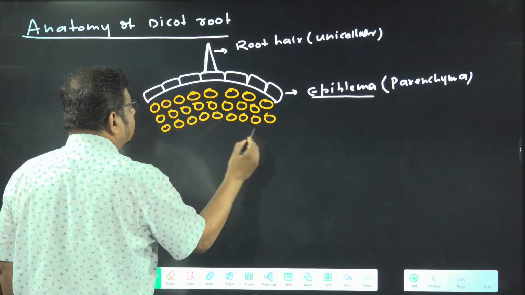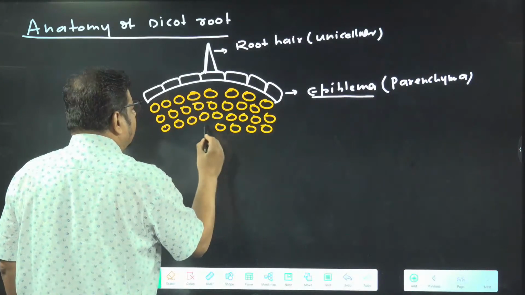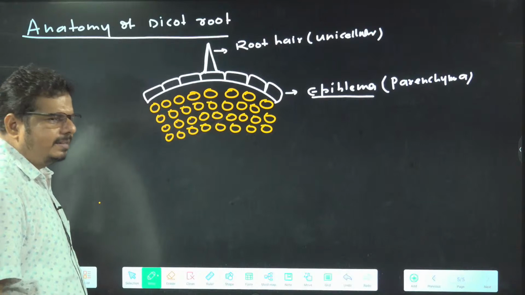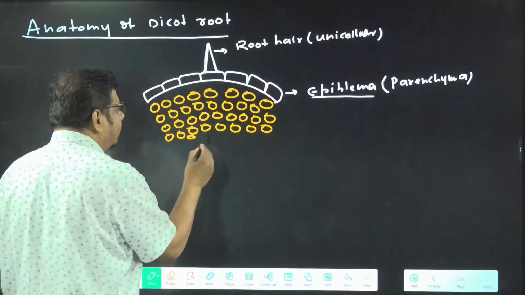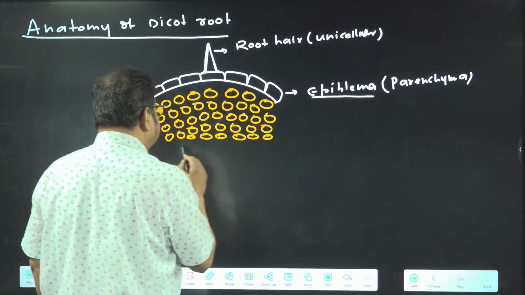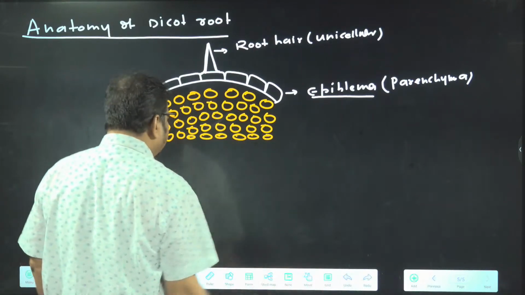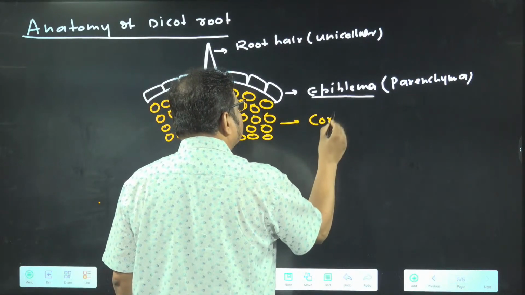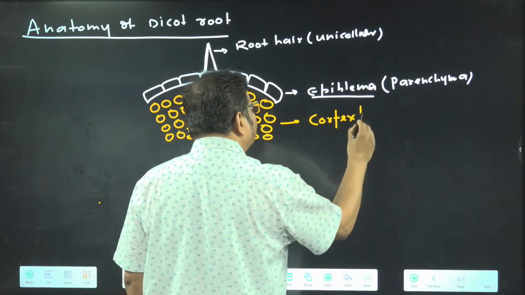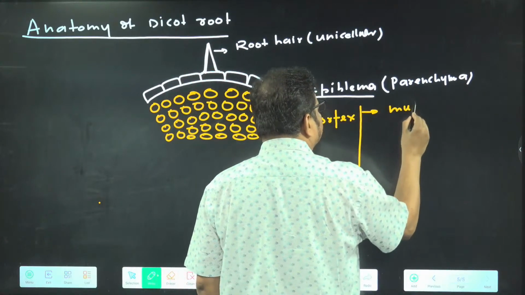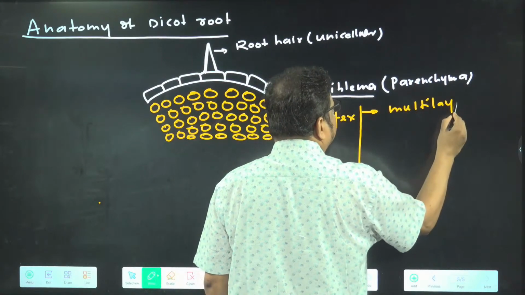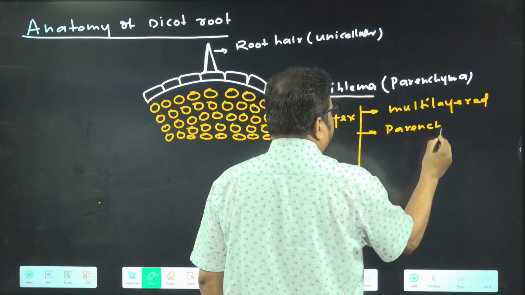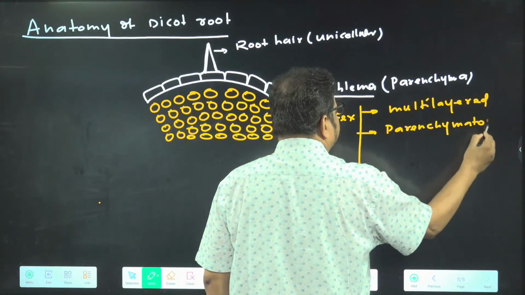And there is an intercellular space. You see, the epiblema you are finding now is tightly packed. Tightly packed. Intercellular space is not there. But when I am drawing this diagram, you are finding here intercellular space is there. Are you finding or not finding? So here it is basically cortex. So what characters should be written for the cortex? It is multi-layered. It is parenchymatous. Is all right? Clear in the mind?